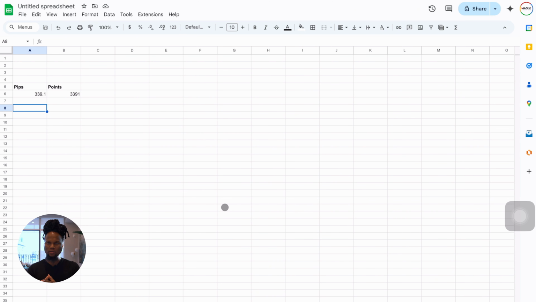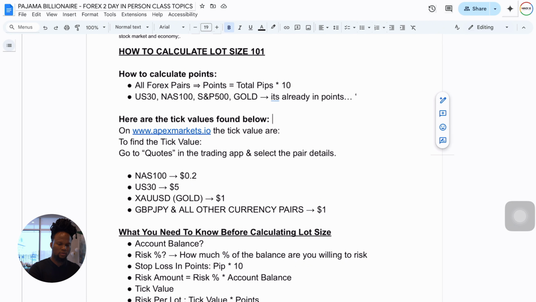Now, the next thing I want to do is, because we're actually building the formulas together, these are some notes that I did from the in-person class. I was showing my students how to actually calculate this. So let's dive into this now. Remember, forex pairs are already in points, and remember, commodities like gold, and indexes are in points.